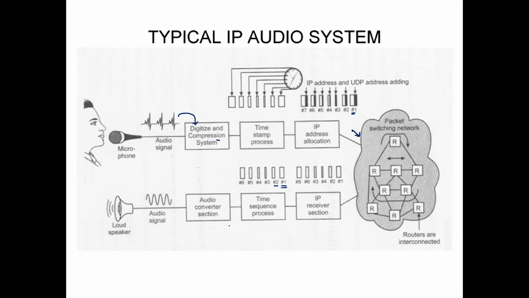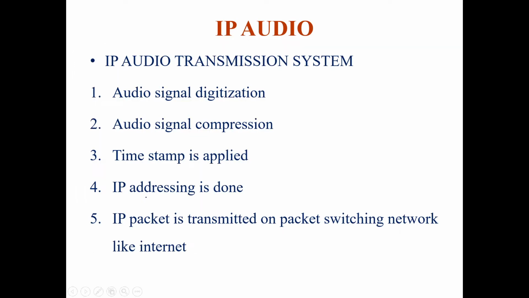Now the next one is the audio converter section. Here this audio converter section will convert your data into the original audio signal, and we know that to reproduce my audio signal I need to give it to the speaker. So here you can see the loudspeaker. This is the typical IP audio system, where I have converted my original audio signal into IP audio. Okay? Now what happens when IP audio transmission takes place?